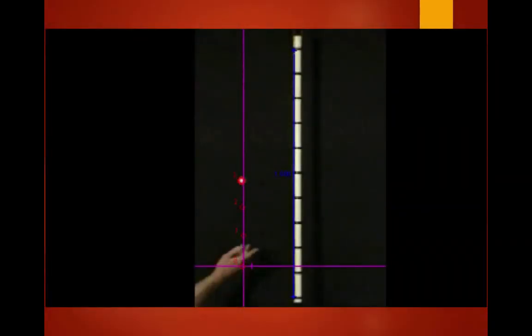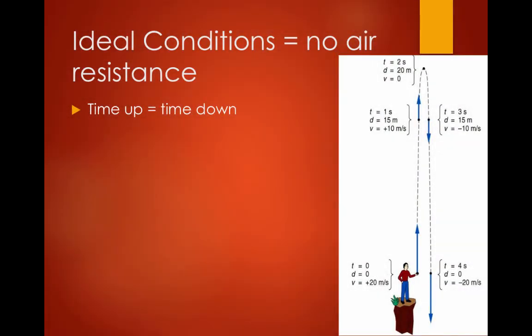In this video, you can see the tossed ball slowing down as it rises at the rate of negative 9.8 meters per second squared. At the peak, it stops and changes directions. As it falls, it speeds up at a rate of negative 9.8 meters per second squared. Under ideal conditions, the time to the top of the toss should equal the amount of time to fall back down to the origin.